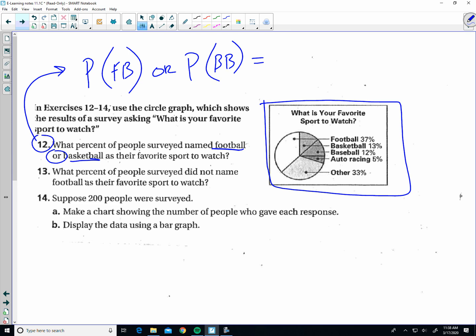So our football fans surveyed were at 37%, and our basketball fans were at 13%. So that means 50% of the people surveyed either liked basketball or football as their favorite sport to watch on TV.